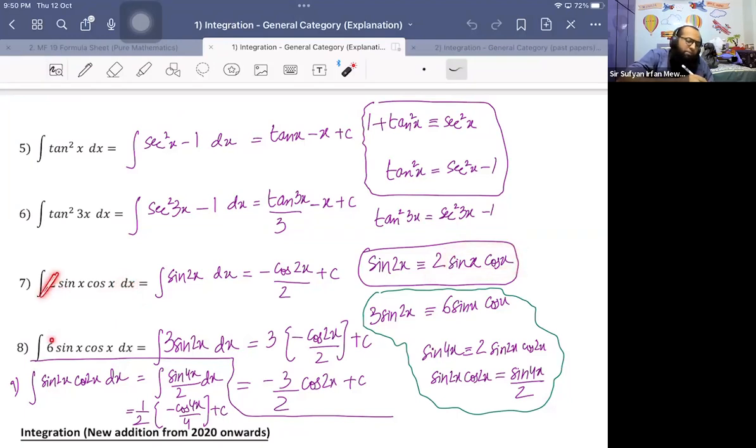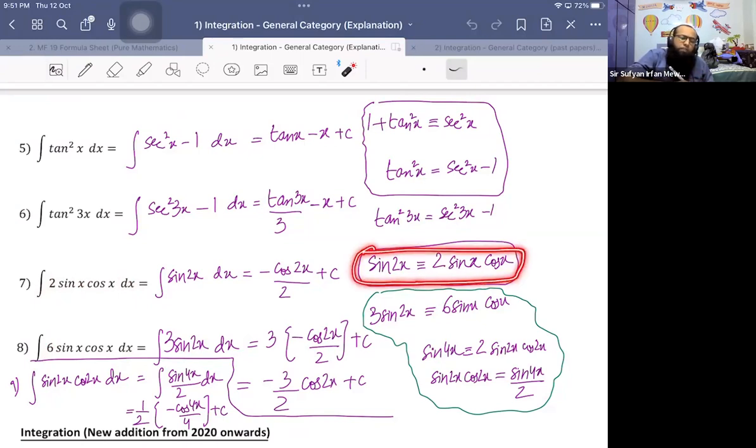So this number doesn't matter. What matters is, even the angle doesn't matter. The angle may be x, 2x, 100x, or 50x, it doesn't matter. What matters is if sine and cos are seen as a product and we have to integrate it, we will use the double angle formula of sine.